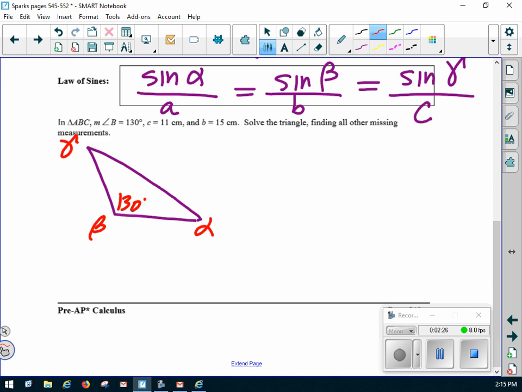The sides are little a, b, and c. Which side is here? Angle beta, its opposite side is B. Angle gamma, its opposite side is C. Angle alpha, its opposite side is A. The side that corresponds is across from that angle. All right, we are told side C is 11. We are told side B is 15.